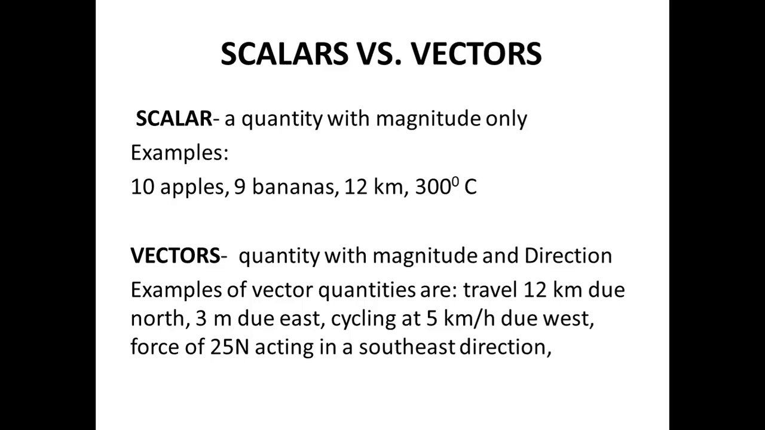So we have the examples of this one. Travel 12 kilometers due north. As you can see here, we are given a distance and its direction as north. Another one is a distance of 3 meters due east. And then we have a speed of 5 kilometers per hour due west and a force of 25 newtons acting in a southeast direction.